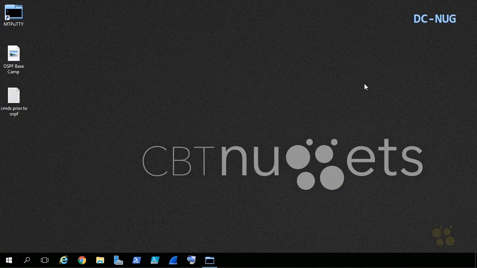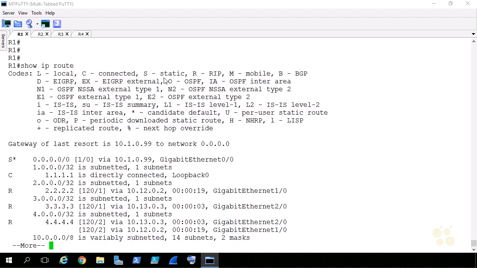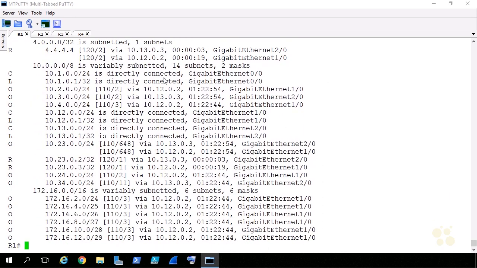So to reinforce this, I would love you to join me in the hands-on lab. We're on our admin machine, DCNUG, and let's open up MPutty and open a console to R1. And here on R1, let's look at the routing table. The command for that, of course, will be show ip route, and then we'll press enter, and that's going to give us one page at a time. We can just hit spacebar a couple times to cycle through all the pages, and let's take a look at the very end.